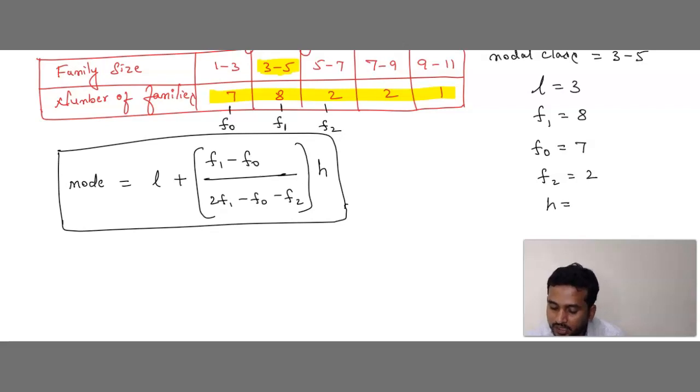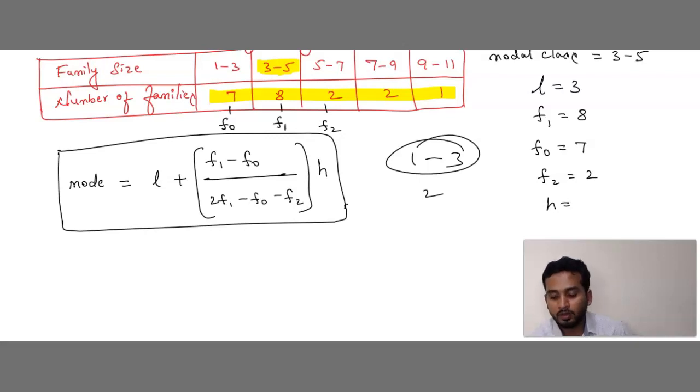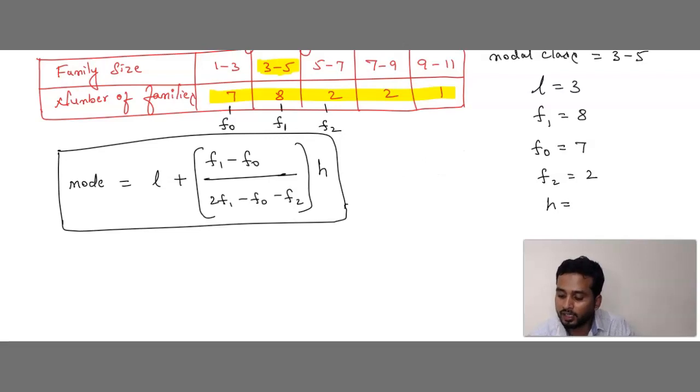H is nothing but the size of the class interval. Any number you subtract: 3 minus 1, 2. Or 5 minus 3, 2. 7 minus 5, 2. 9 minus 7, 2. 11 minus 9, 2. That is nothing but H. Or between 3 to 5, how many digits are lying? That is called H. So the value of H is 2.